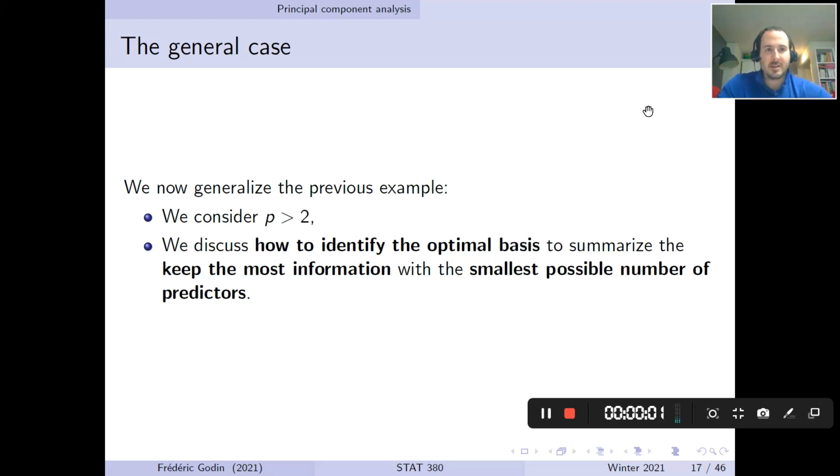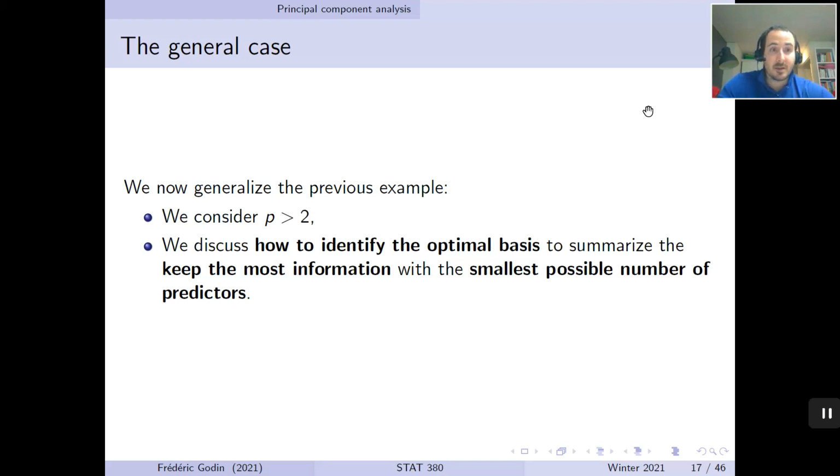Hello everybody, this is the second video for chapter 8 of the statistical learning class about principal component analysis. So in the previous lecture, we've considered a simplified example in only two dimensions where we illustrated the purpose of principal component analysis so as to obtain dimension reduction for a given data set.